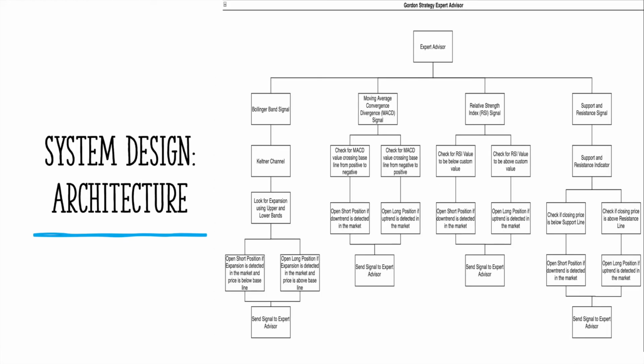This is our system design architecture. So at the top is the expert advisor, and right below are the main indicators that we implemented: the Bollinger Band, the MACD, the RSI, and we thought of adding the support and resistance as a signal as well. It has an indicator below it, and the Bollinger Band has a Keltner channel indicator below it as well. Once those are in place, basically what happens is there's a condition for each signal to satisfy, and if it's satisfied, the signal is sent to the EA.